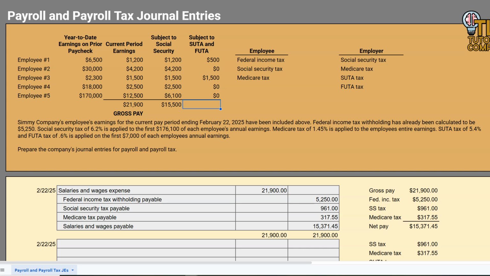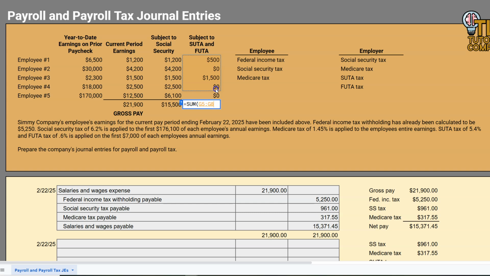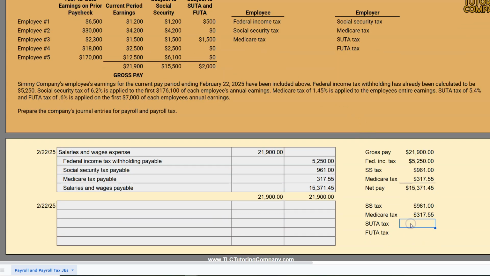So let's total that up. Let's see how much of those earnings we have to pay SUTA and FUTA on. $2,000. So let's go ahead and add that to our payroll here. So SUTA tax is going to be 5.4% of those $2,000 in earnings that are subject to SUTA.